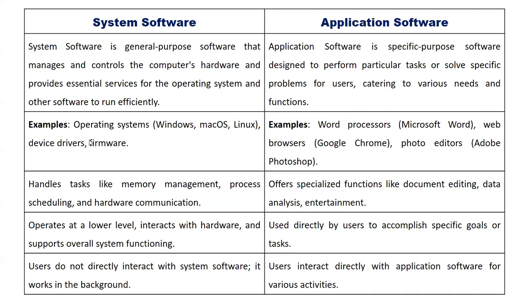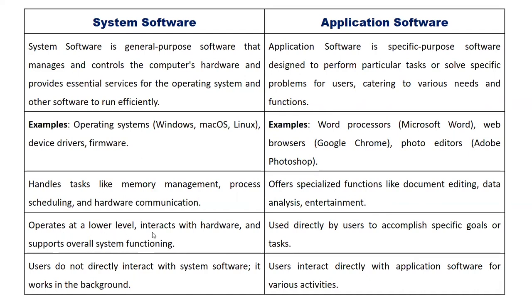Examples for system software include operating systems, device drivers, firmware, etc. Examples for application software include word processors, browsers, photo editors, etc. System software handles tasks like memory management, process scheduling, and hardware communication. Application software offers specialized functions like document editing, data analysis, entertainment, etc.